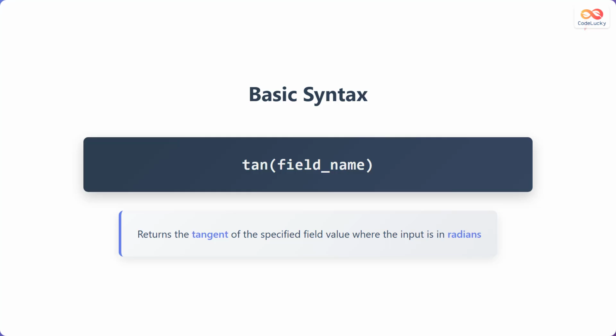The function returns the tangent value of the specified field, which represents the ratio of the opposite side to the adjacent side in a right triangle for that particular angle.